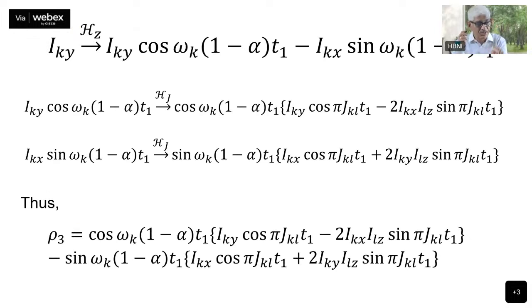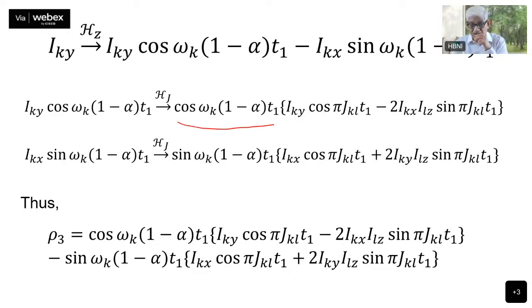Okay, so let's go up there. In this case, therefore, evolution under the Hamiltonian gives me IKY cosine omega k (1 minus alpha) times T1 minus IKX sine omega k (1 minus alpha) times T1. Now you consider both the terms under the J coupling. IKY cosine omega k (1 minus alpha) times T1 under the influence of the coupling Hamiltonian: I take out this factor, this is the coefficient.